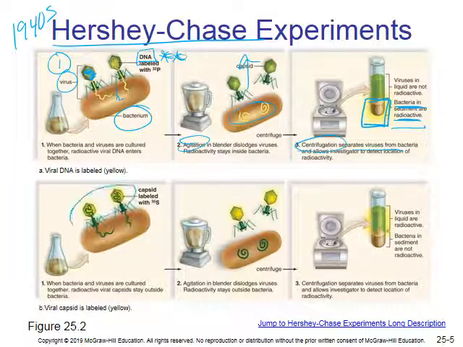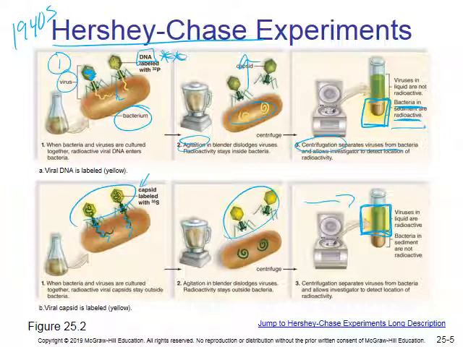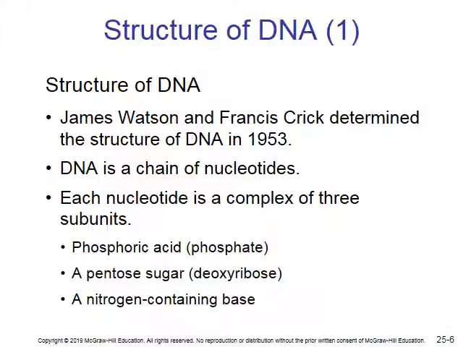Just to make sure, they ran it again, but this time they labeled the capsid of the virus. You can see the virus is inserting its DNA, and then they agitated, and then they centrifuged, and we see that the virus particles are still radioactive. So the capsid never entered the bacteria. There was something else, right? And so this is how they showed that DNA is the transforming substance.